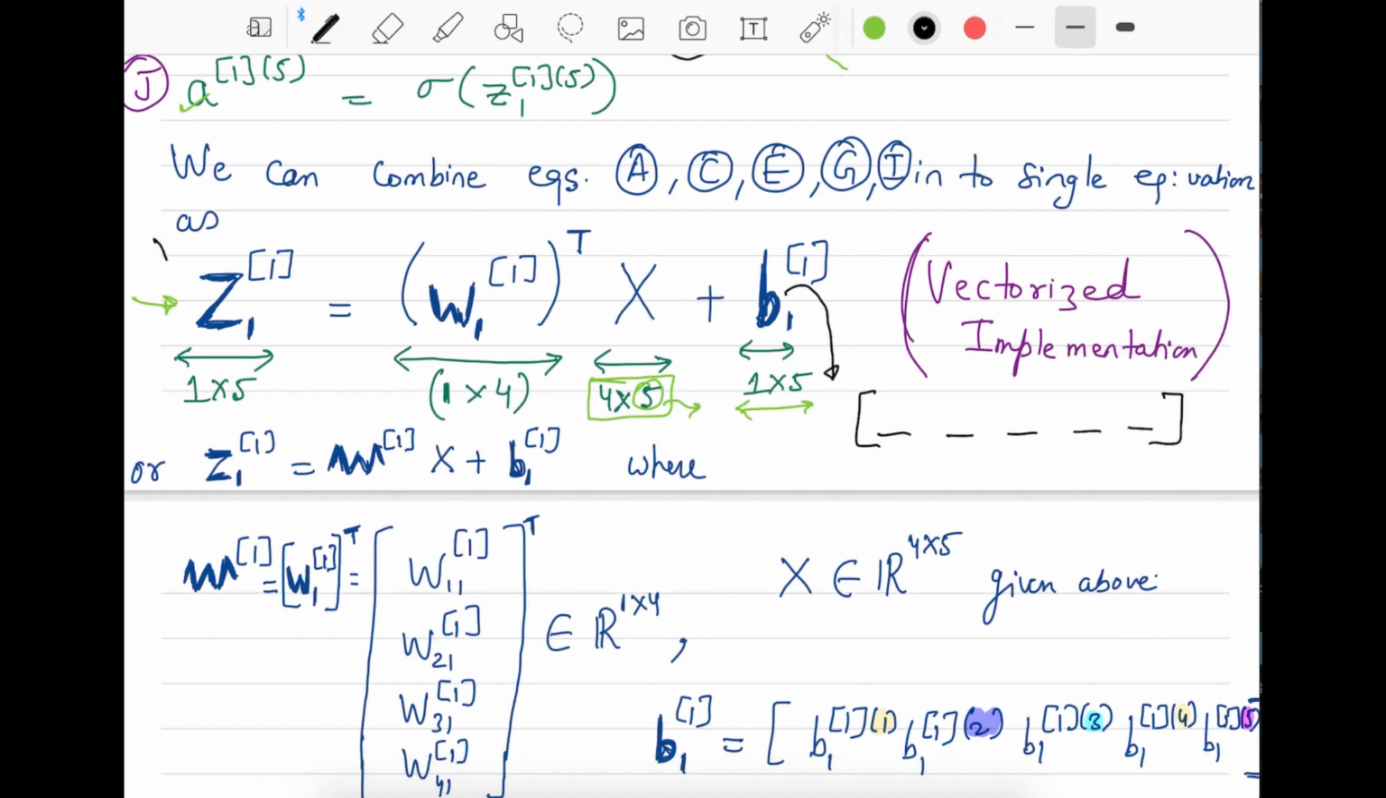And then you have Z1. This Z1 is the bold Z, which is now a 1 cross 5 vector. And earlier it was only 1 because you had one input. But now you have multiple examples. That's why you have 5 over here, because you are taking 5 examples, so it will be 1 cross 5.